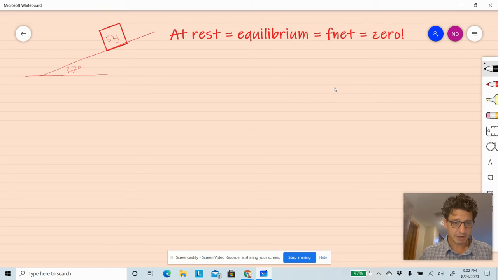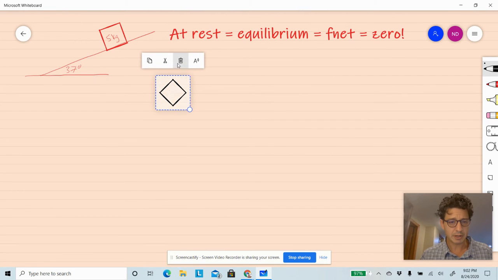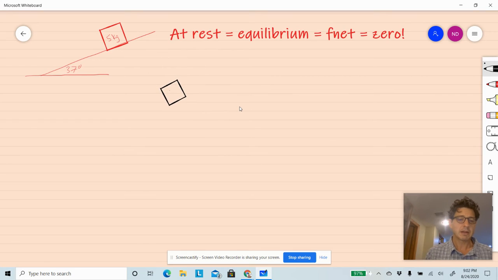Free body diagram. Here's our 5 kilogram mass. That's on a bit more of a tilt than it was shown there. So let's go like that. Like that. There's our 5 kilogram mass. The center of that thing's mass is right there.